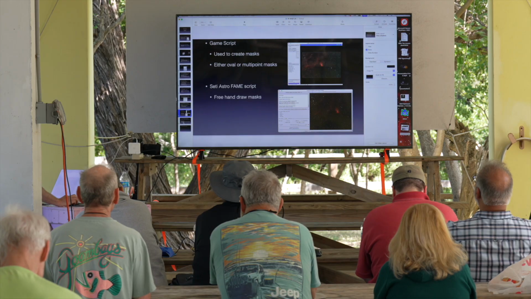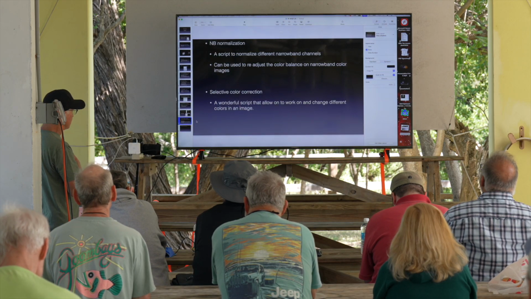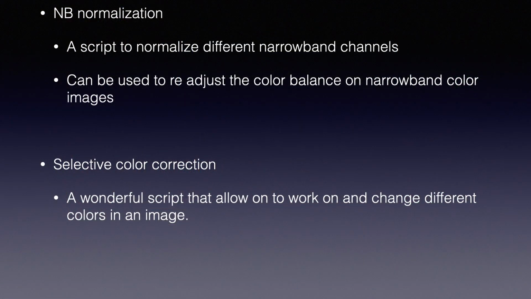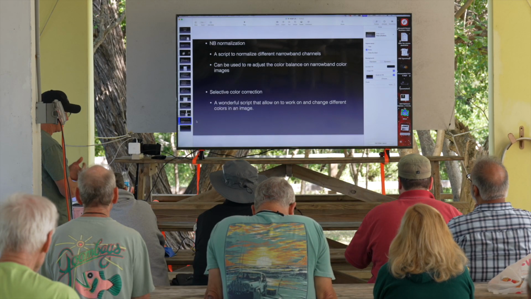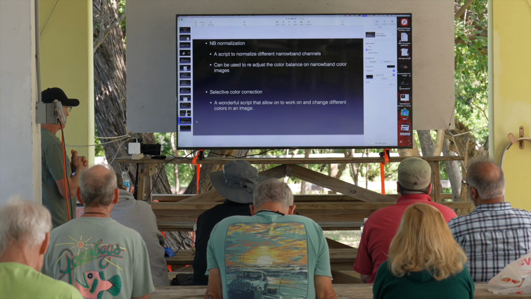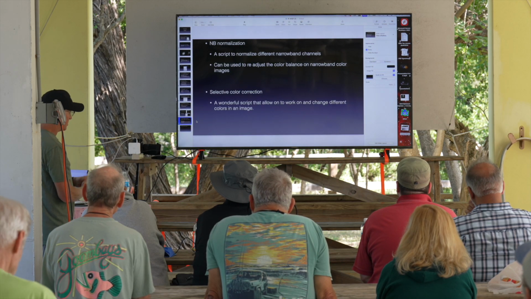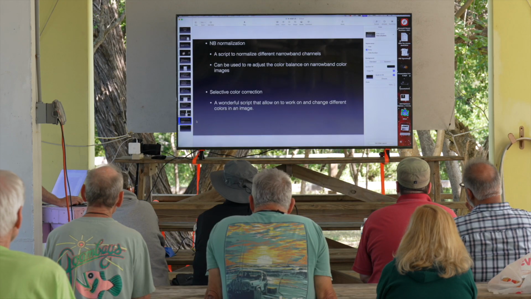And then narrowband normalization. It's a way to normalize the channels. There's plenty of YouTube videos out there on how to use that. Selective color correction script. I showed you how you can change the background colors, in this case from blue more to reddish, if you messed it up somehow. But you can work on not only the background but the midtones, and it's got every option you ever want in there.